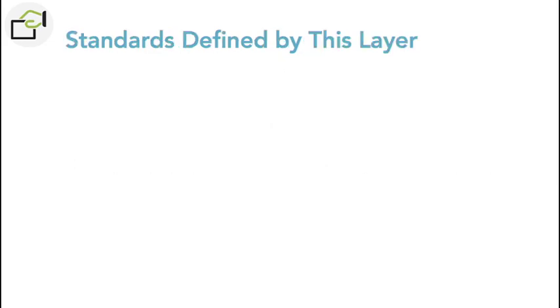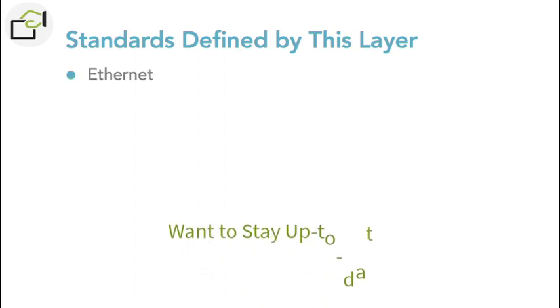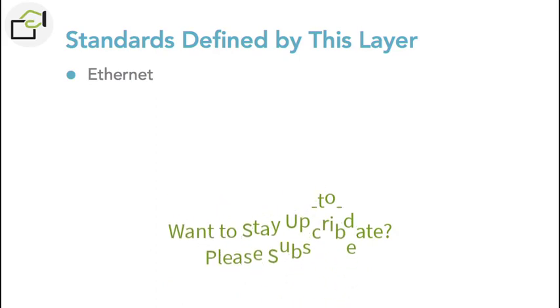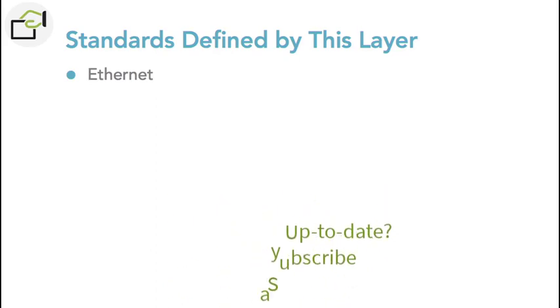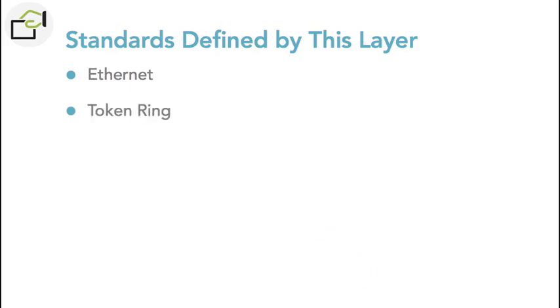There are a number of standards that are defined by the network interface layer. One such standard is Ethernet, which is the primary standard that is used to send data across a LAN environment. We also have the token ring standard, which is an older standard that came out around the same time as Ethernet, but has fallen out of use since then. We also have the FDDI standard, which is a fiber optic standard used for WAN environments mostly.